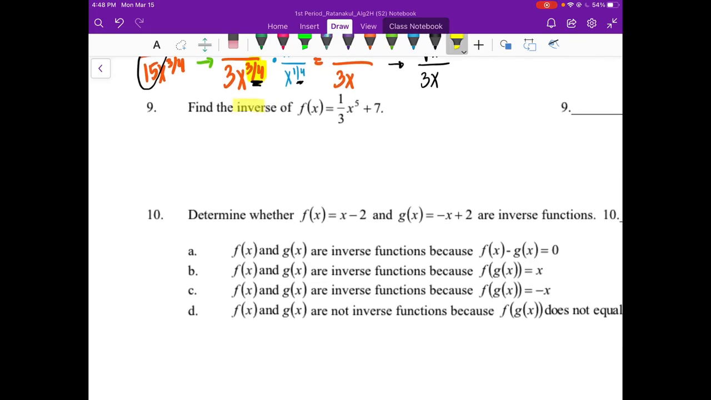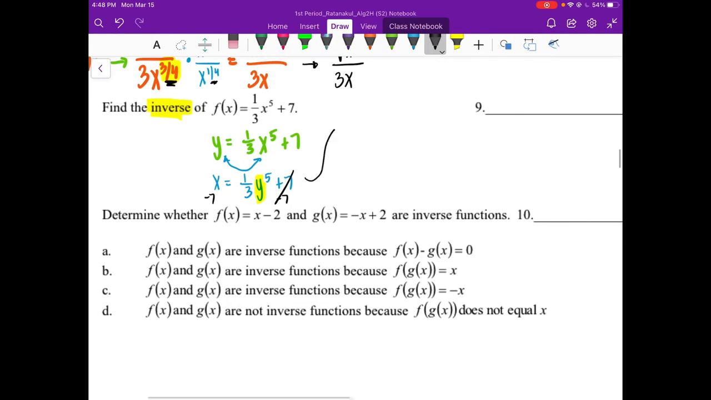Right, number 9 is asking us to find the inverse of this function. So remember, the first step with the inverse is switching your x and y position. So I end up with x equals 1/3 y to the 5th plus 7. And now you're trying to isolate y. So I'm going to start by moving that 7 to the other side. That gives me x minus 7 equals 1/3 y to the 5th.